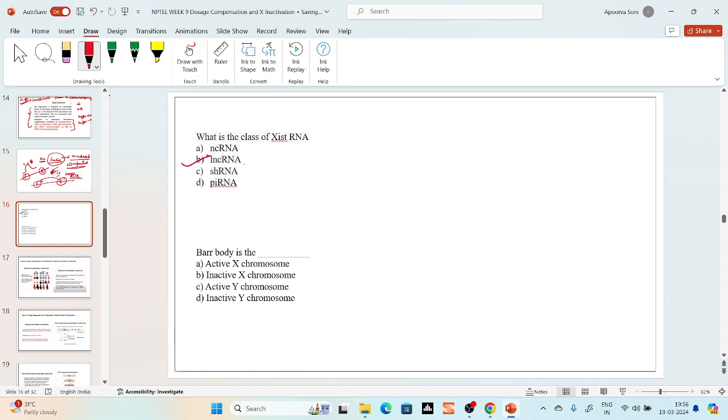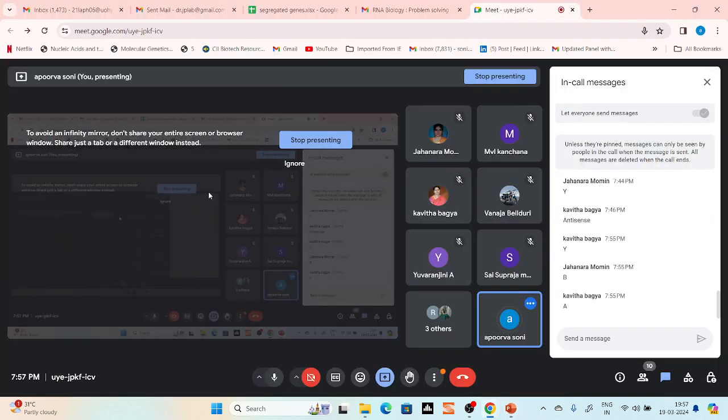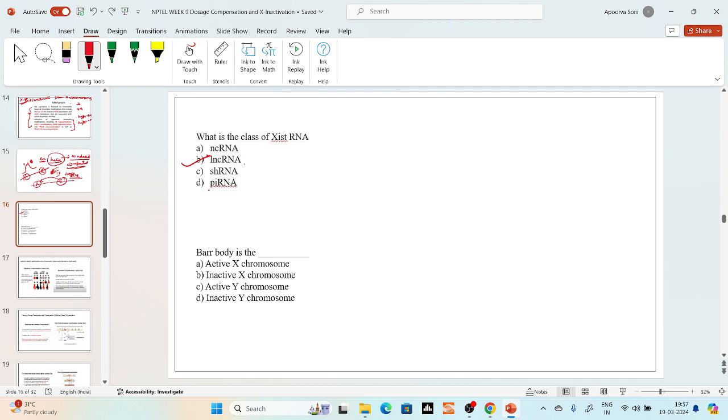Is it clear why it would not be A and why B? Because it is a non-coding RNA, but specifically it is a long non-coding RNA, so more specific. This answer B is more specific. Had it been only three options, A, C, and D, then we would have definitely picked the first one. But here, because an even more specific option is given, that is why we have chosen lncRNA. Okay, Kavita, is it clear to you why it is B and not A?